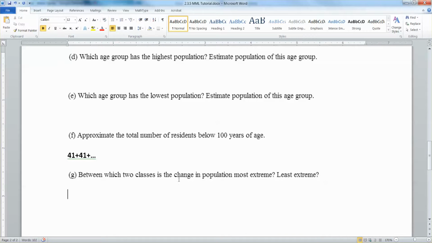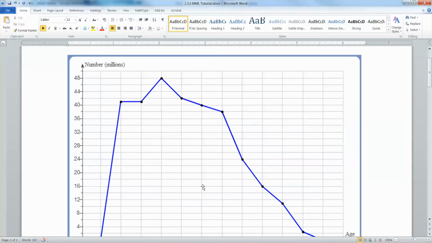And then the last thing I want to talk about: between which two classes is the change in population most extreme and least extreme? Change is kind of a big word there. So let's go back and look at the graph. So you can see the changes by how much difference there is between consecutive dots. So they want to know between which two consecutive points was there the biggest change.